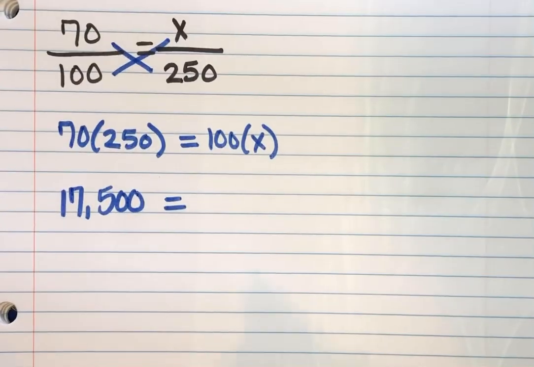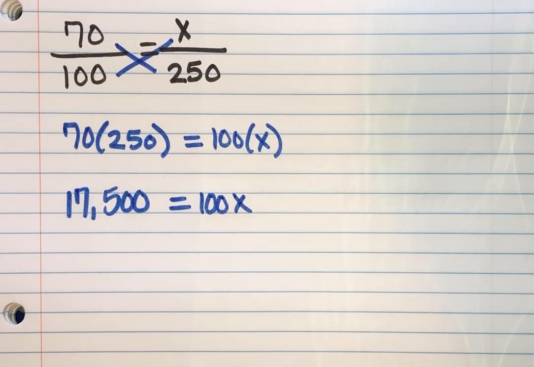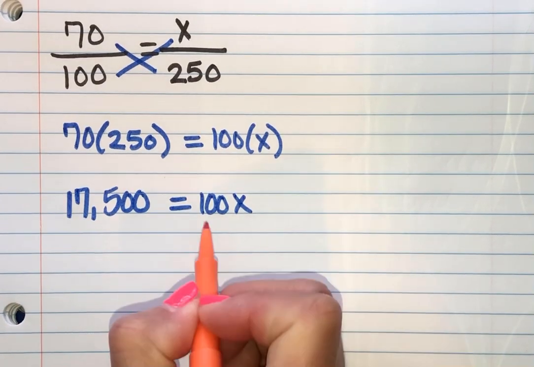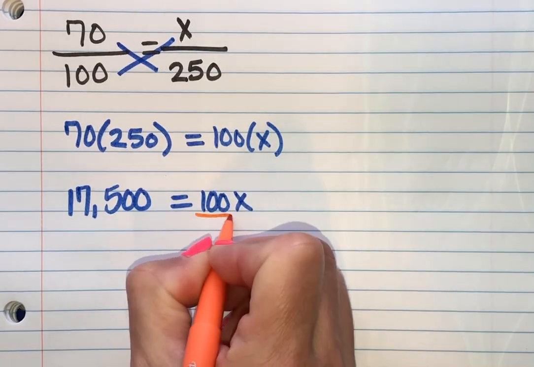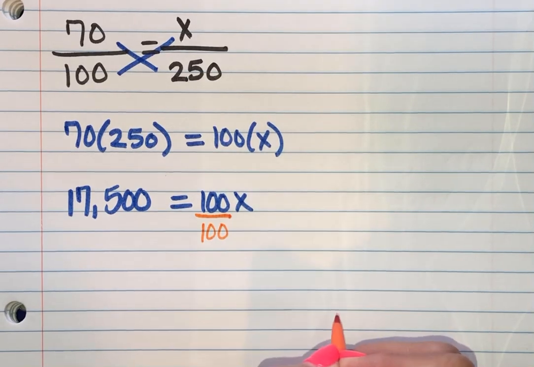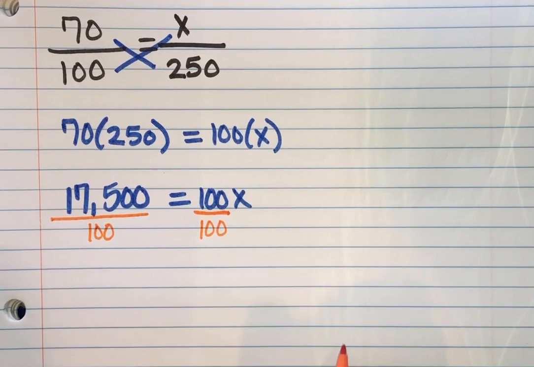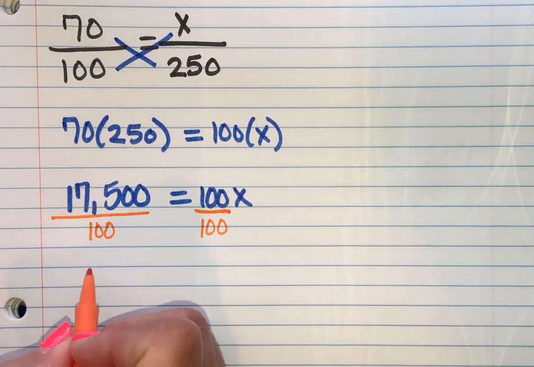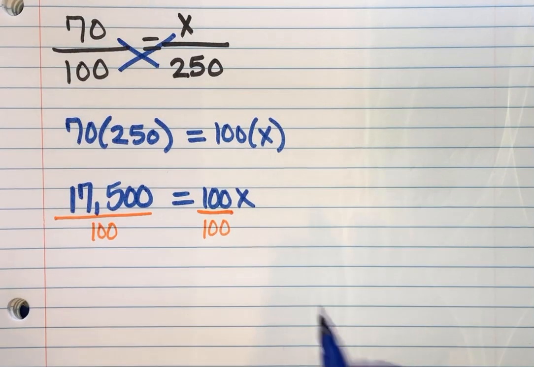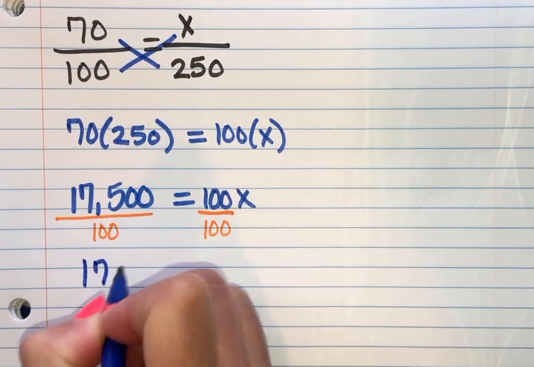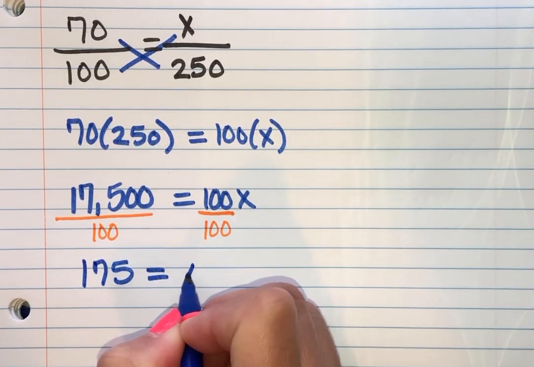And that needs to equal 100x. So again, you guys have a one-step equation now. I don't want to know what 100x is equal to. I need to know what 1x equals. So get rid of this 100. You're going to undo the multiplication by dividing, and you need to divide by the 100 on both sides. So 17,500 divided by 100 is going to give me 175. And 100 divided by 100 is just x.